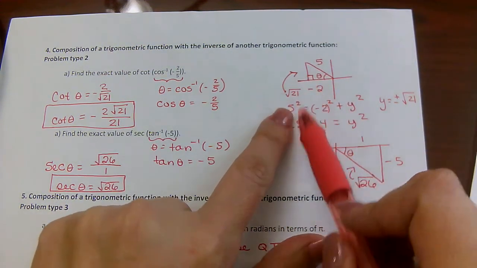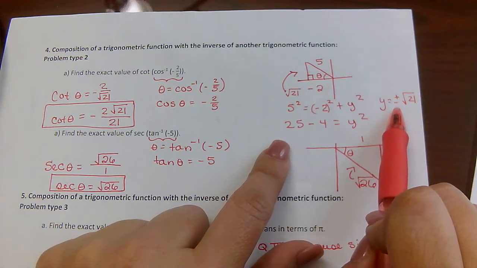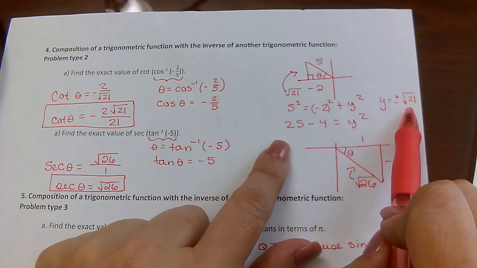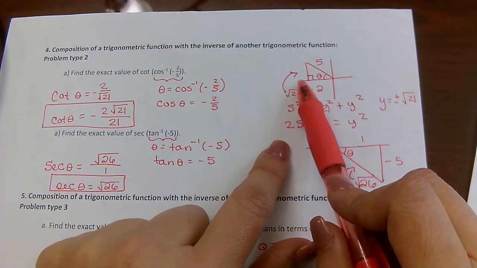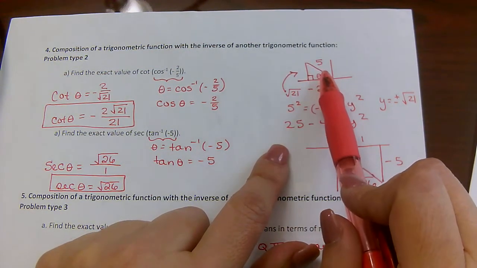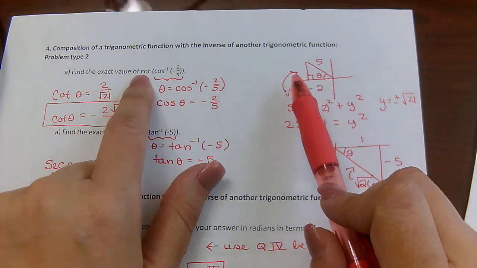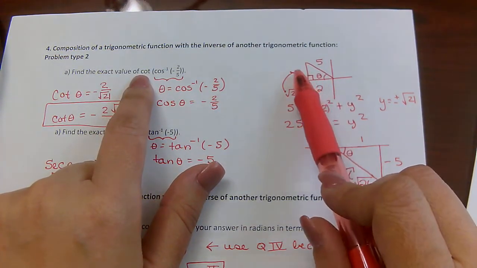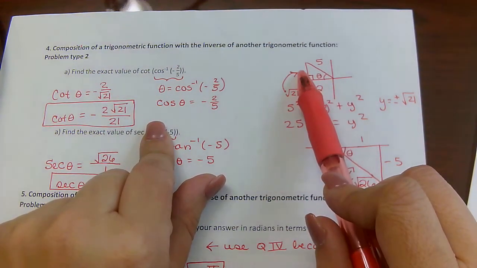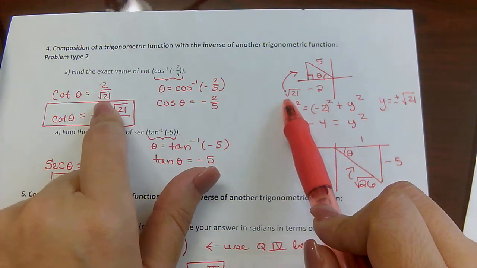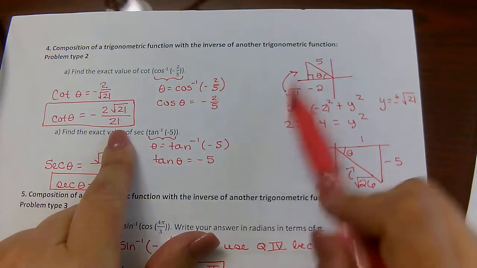Okay. Once I did that, I solved for my y value, which I got to be either plus or minus square root of 21. But I assigned it a positive square root of 21 because we're in quadrant 2 and y is positive in quadrant 2. Okay. Then I'm going to find cotangent. If you remember, cotangent is x over y. So here I have negative 2 over square root of 21. And then I did my rationalization and I got this as my answer.